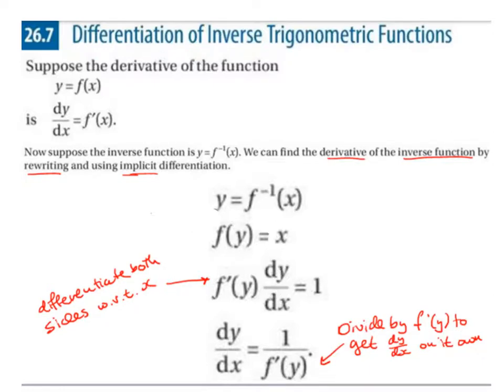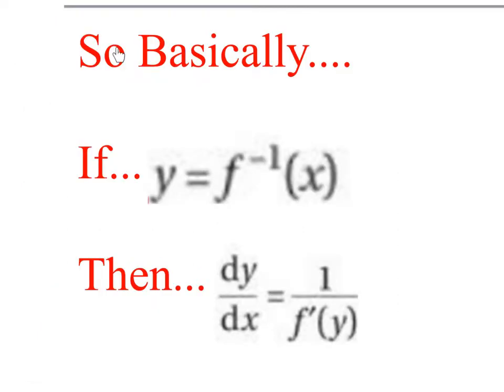So really you're applying the chain rule here. And if you're unsure of that, go back and have a look at the implicit differentiation video. And differentiating with respect to x on the right, we just get 1, because the derivative of x is 1. So we have f prime y dy/dx equals 1. And now solving for dy/dx, we divide by f prime y to get dy/dx on its own, and we get 1 over f prime y. So basically, to summarize, if y equals the inverse function of f of x, then dy/dx equals 1 over f prime y.